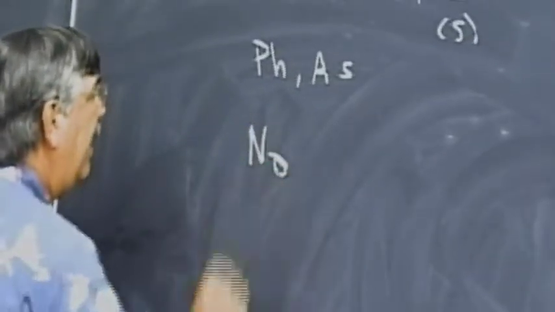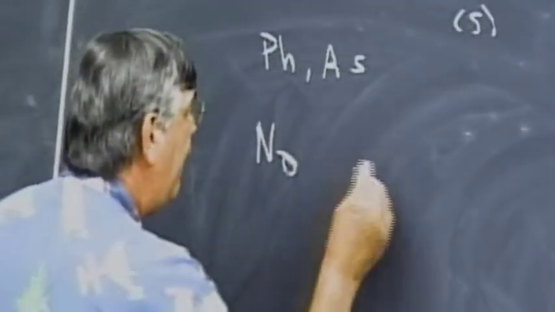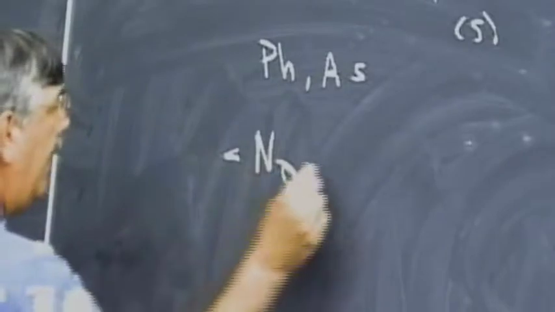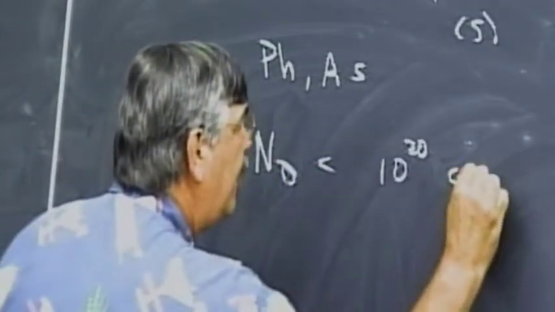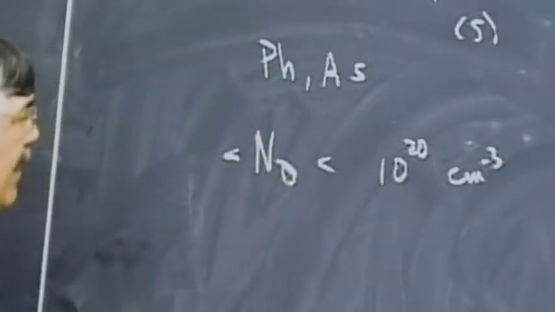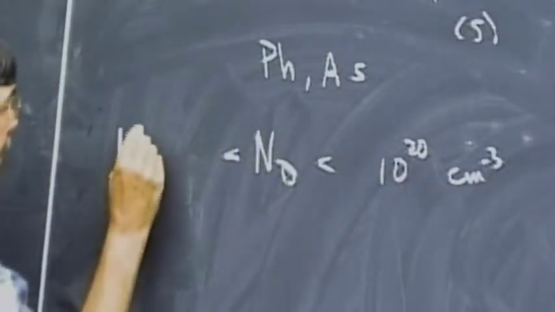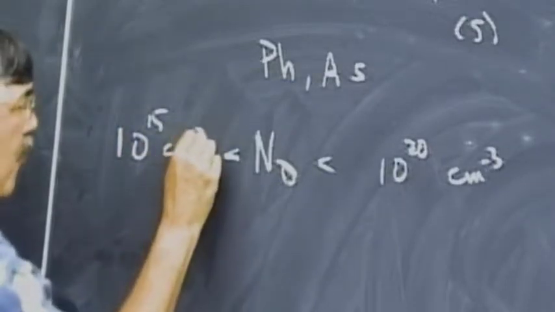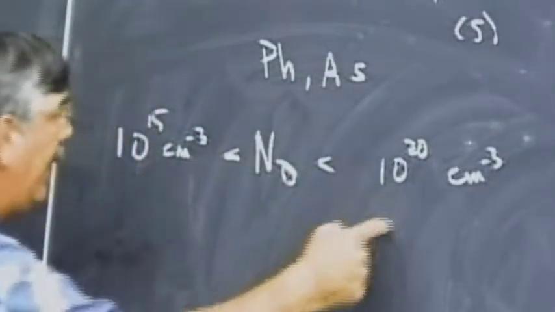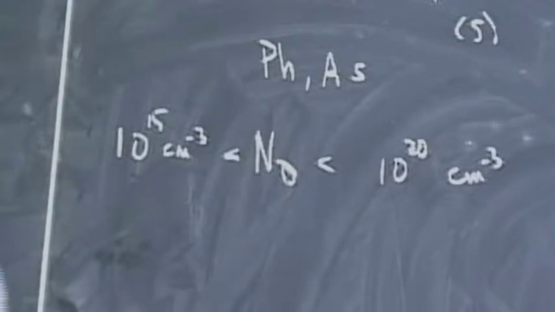All right? And so pretty much however many donors we've put in, the number of donors is capital N sub D, and it's probably less than about 10 to the 20th carriers per cubic centimeter. This is a very heavy doping. And if it's less than about 10 to the 15th or so, you can't really control it very well. So intentional doping is usually within those 5 orders of magnitude.